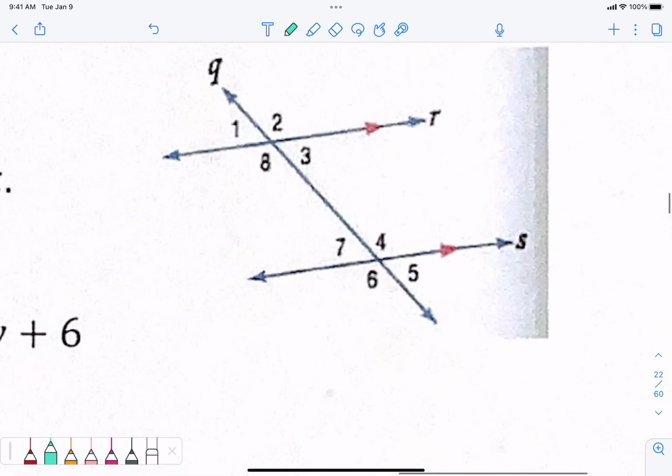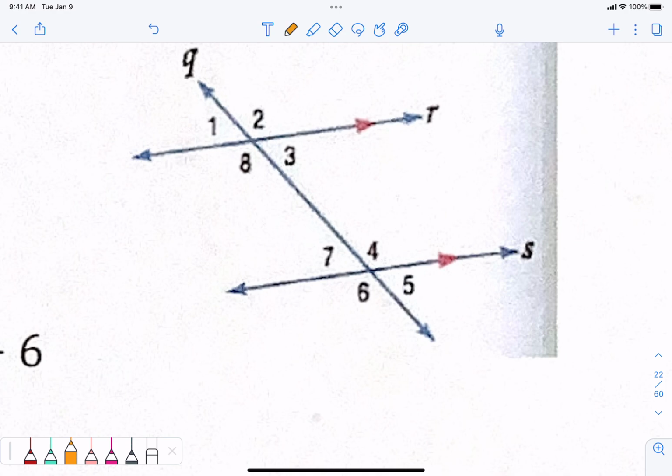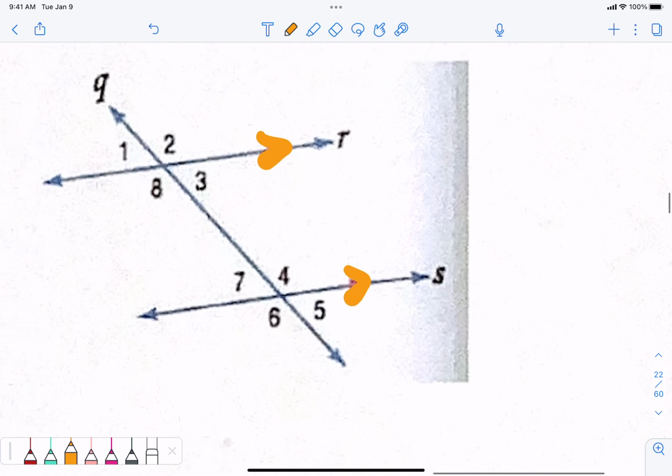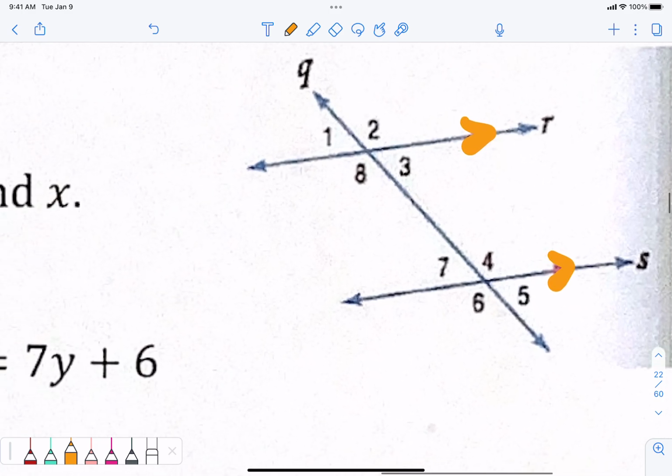My 2 lines are parallel. How do I know those 2 lines are parallel, by the way? The arrows. The arrows, okay? Pay attention, because on your homework assignment, they'll have like 4 different lines going on here, and a line going through here, and they'll give you some information. Pay attention to which ones are the parallel ones, okay? Because that will make a difference, all right?